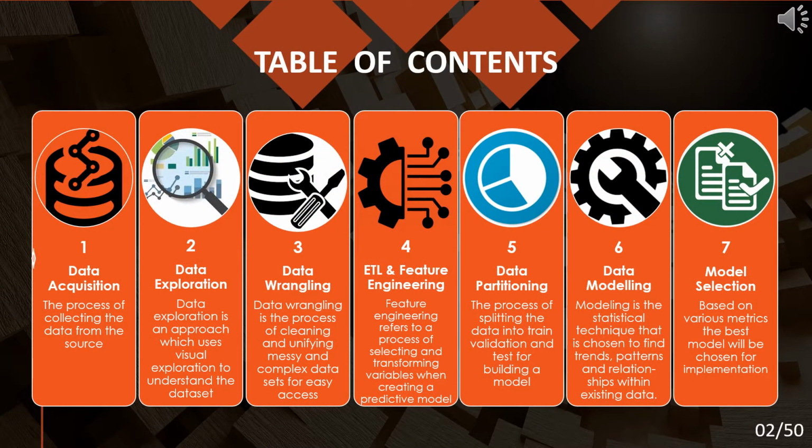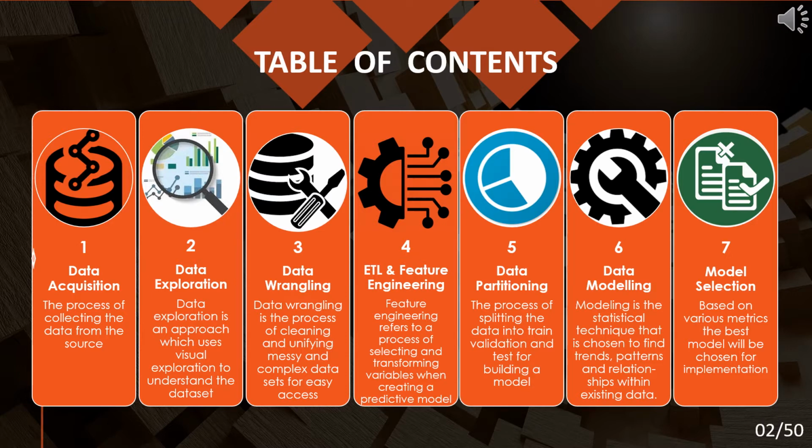Table of Contents. Chapter 1. Data Acquisition. The process of collecting the data from the source. Chapter 2. Data Exploration. Data exploration is an approach which uses visual exploration to understand the data set. Chapter 3. Data Wrangling. Data wrangling is the process of cleaning and unifying messy and complex data sets for easy access.